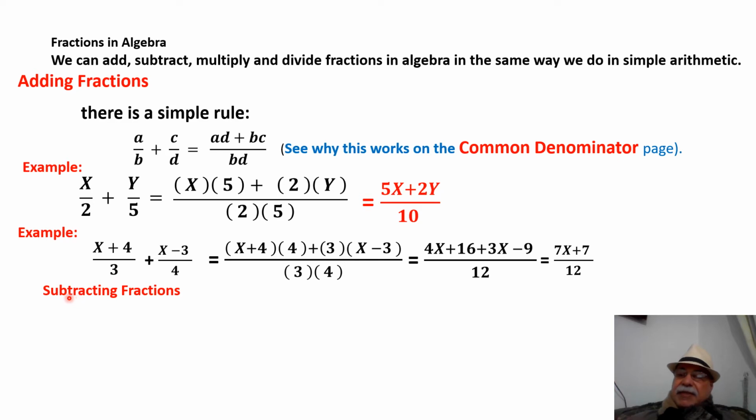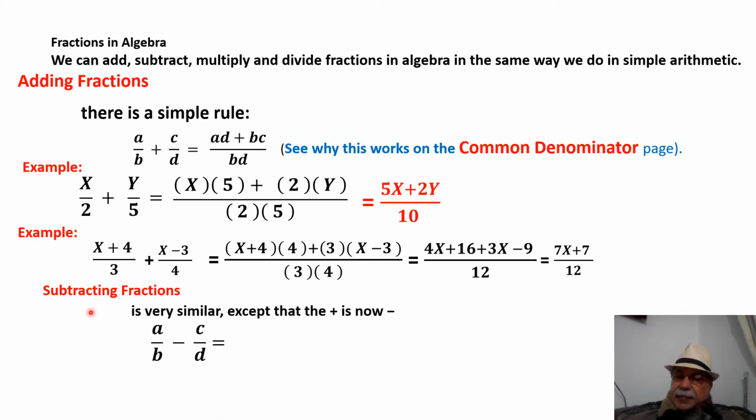Now the second thing, subtract fractions. This was the example of two examples in added fractions. Now we go to subtracting fractions in algebra. It's very simple, except that the plus is now minus. Instead of plus we get minus in subtraction. So same example, same rule: a over b minus c over d. Same process. We multiply numerator by denominator, and both denominators we multiply.